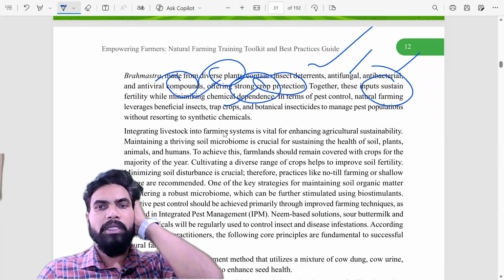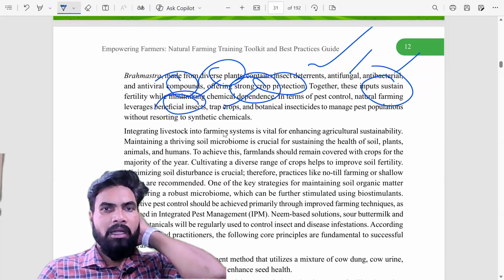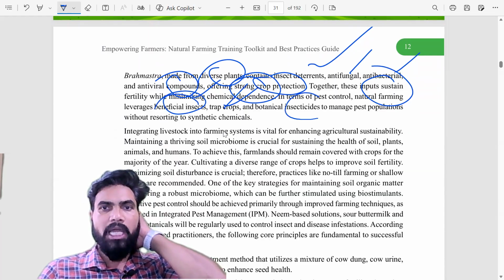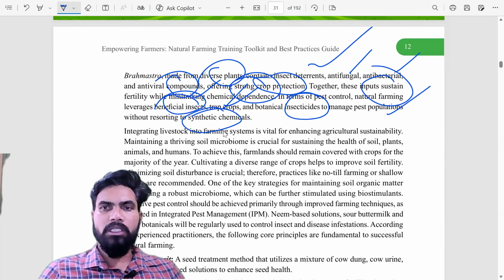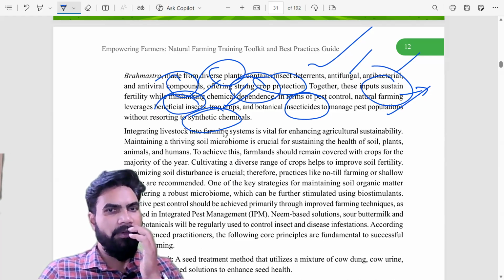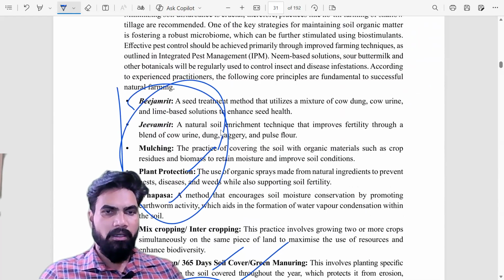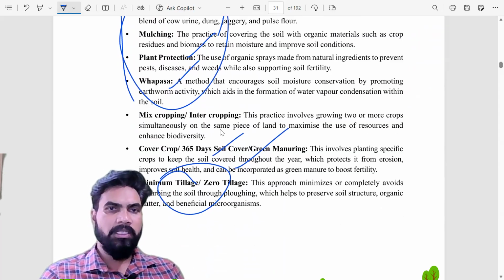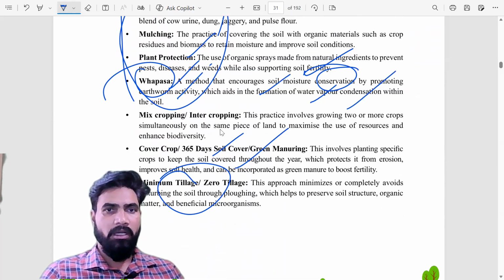In terms of pest control, natural farming leverages beneficial insects, trap crops, and botanical insecticides to manage pest populations without resorting to synthetic methods. So it involves not pest elimination but pest control, keeping the pest at optimum level. About these things we have already understood in that practice. What is Vapasa? It is a method that encourages soil moisture conservation by promoting earthworm activity, which aids in the formation of water vapor condensation within the soil.